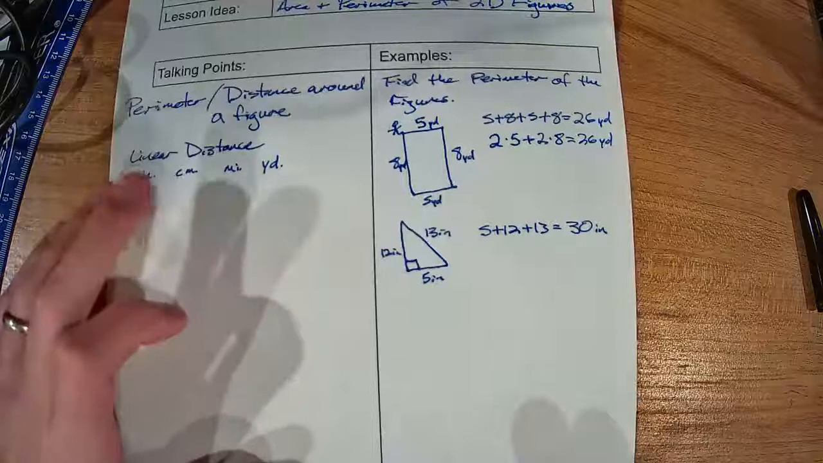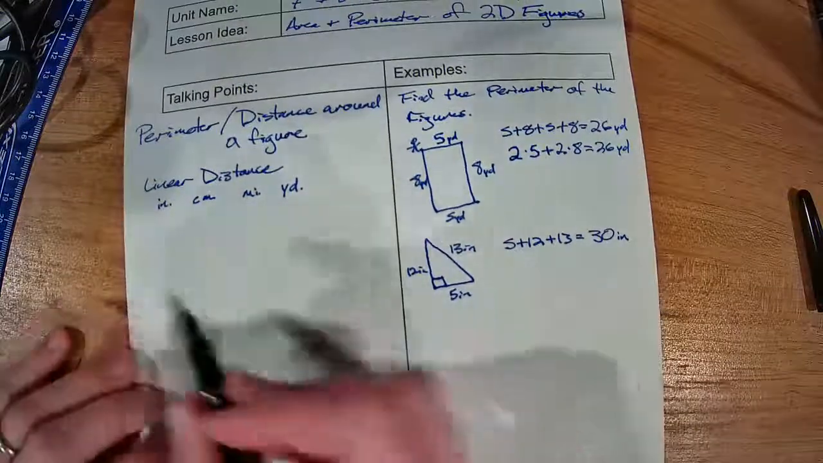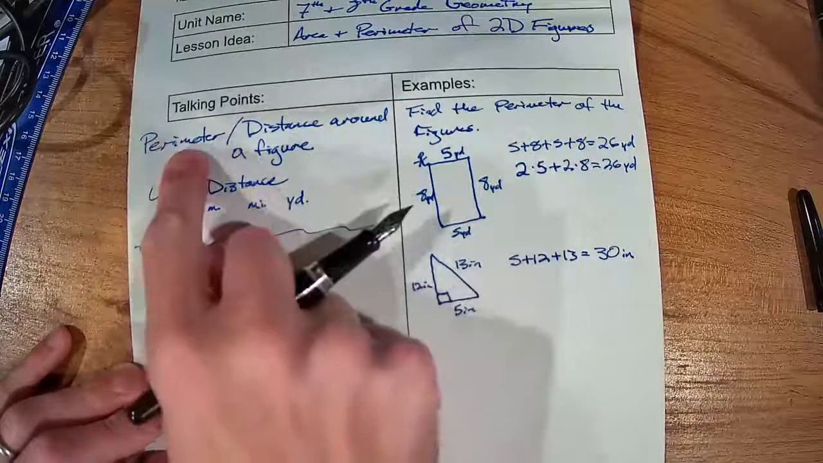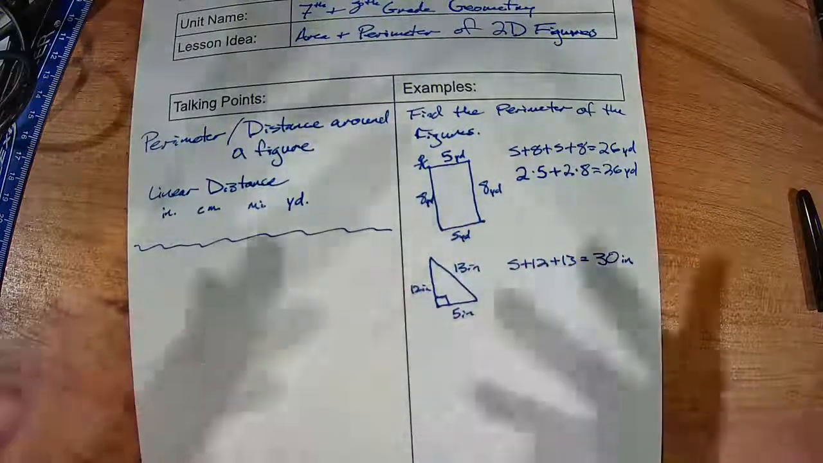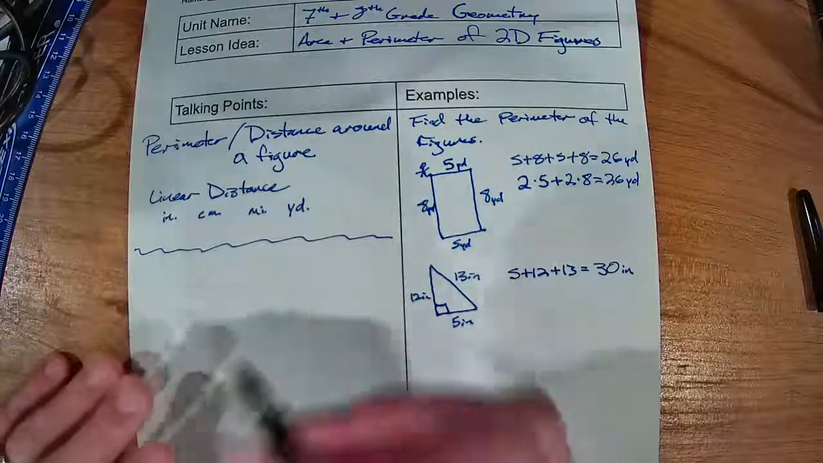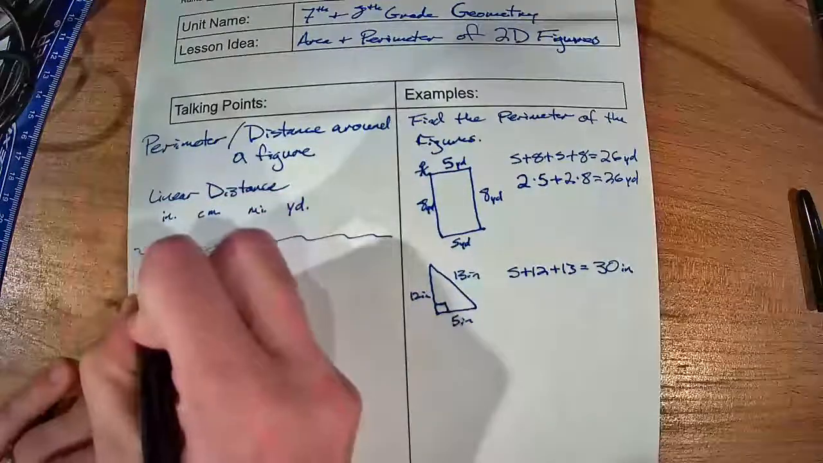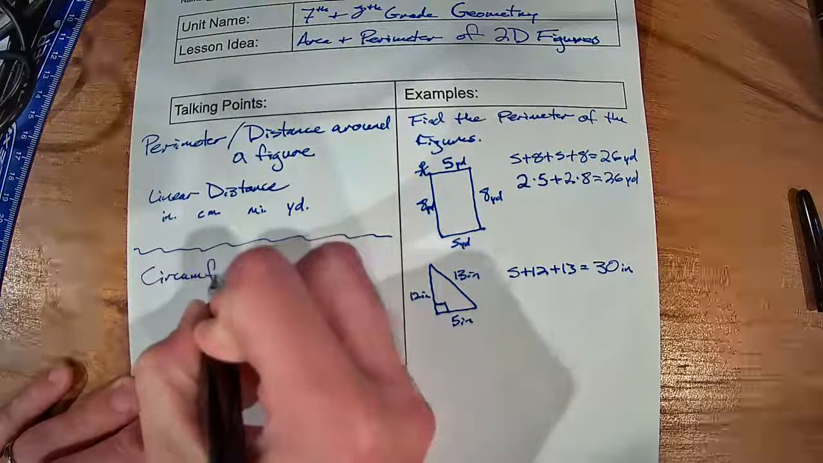The only figure when it comes to perimeter that we need to talk about, and let's make kind of a separate talking point here. We have perimeter, and perimeter is used for things like rectangles, triangles, squares, whatever. But if we're going to talk about perimeter of a circle, we got to get more specific. All right, perimeter of a circle is called circumference.